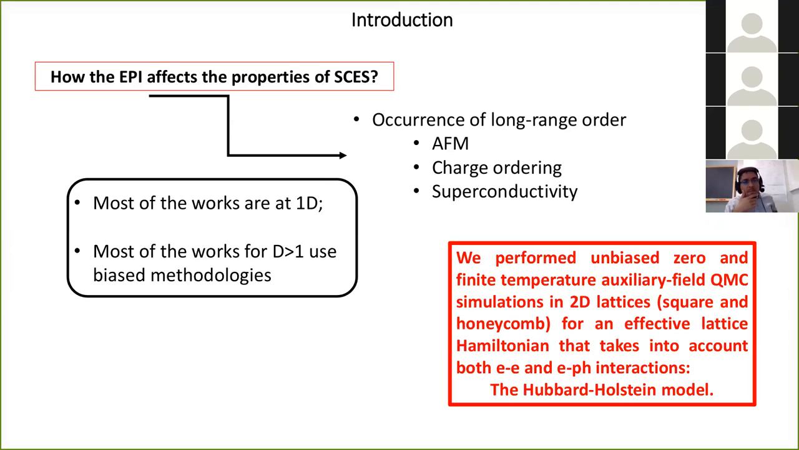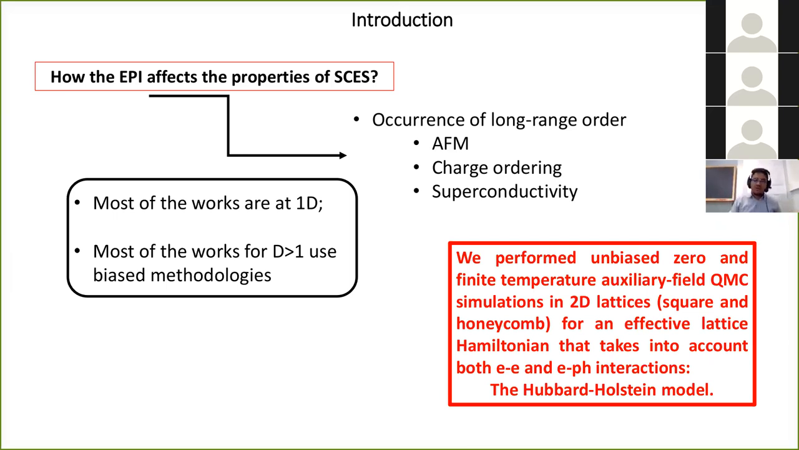But the point is that most of the electron-phonon interacting models present in the literature are for one-dimensional systems, and the ones in higher dimensions use biased methodologies, which could lead to not so exact results. It could lead to some misleading results. So we need to have an analysis from unbiased methodologies.